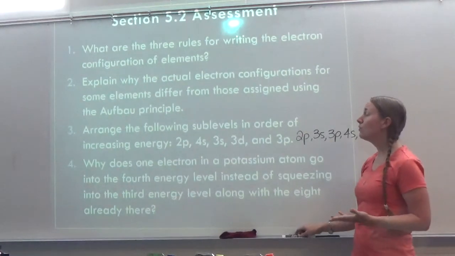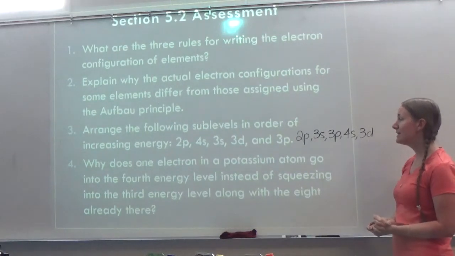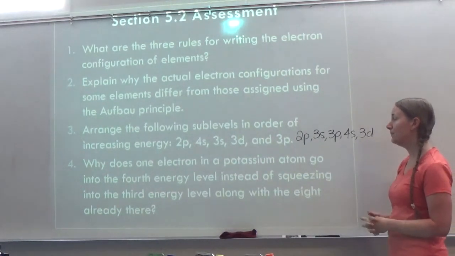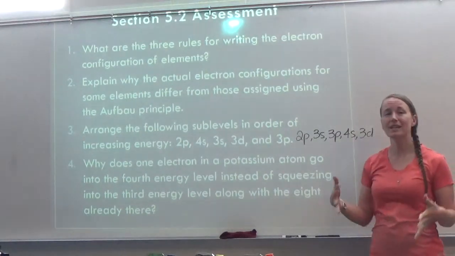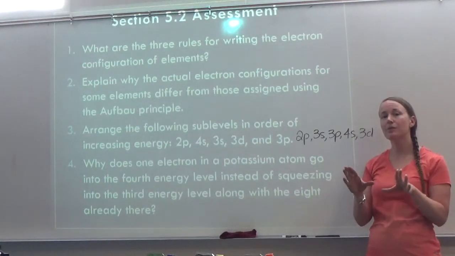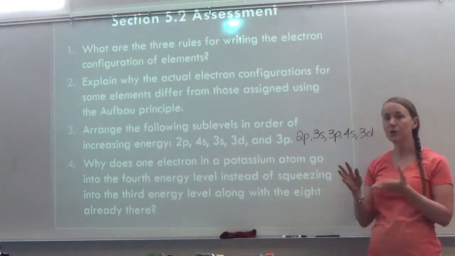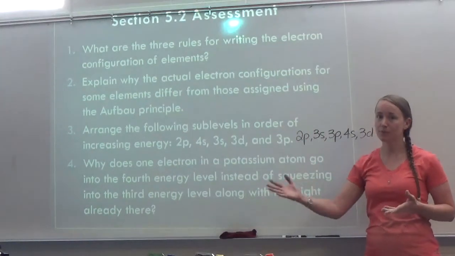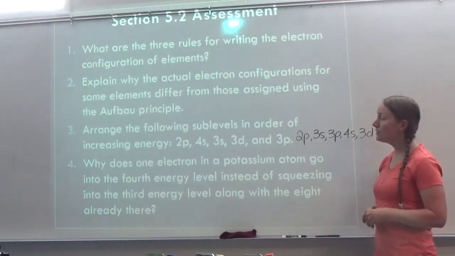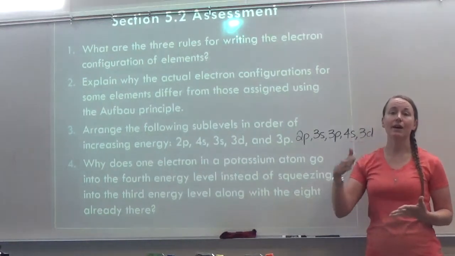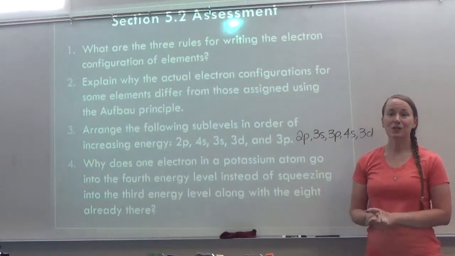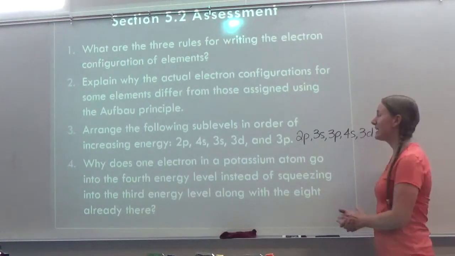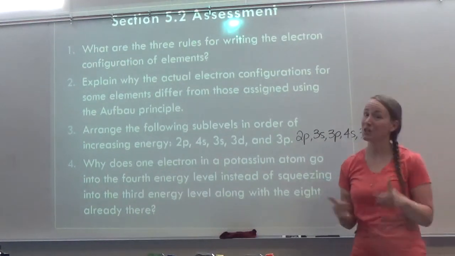So number 4, why does one electron in a potassium atom go into the 4th energy level instead of squeezing into the 3rd along with the 8 already there? Remember, electrons can't squeeze places. If a sublevel or energy level is already full, you have to move on to the next one. All right, so hopefully you think electron configuration is pretty easy because I super love it, so hopefully you're starting to like it a little bit.